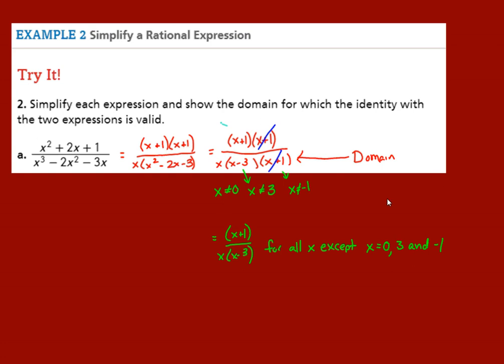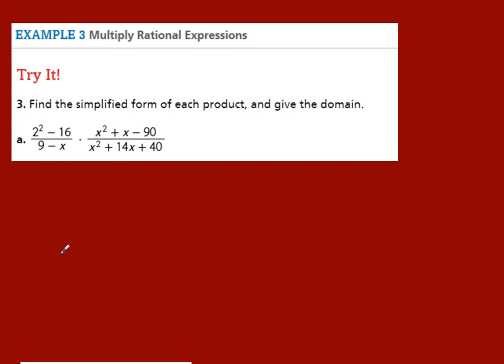Now the reason that when we look at the graph, and tomorrow we will look at a graph of what happens when we cancel these out, these are going to be vertical asymptotes. Remember, what makes the denominator 0 is your vertical asymptotes. But what happens when it cancels is something different, and we're going to talk about that when I see you guys in class. Let's move on to example 3.